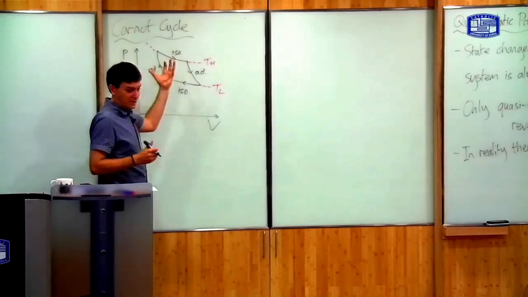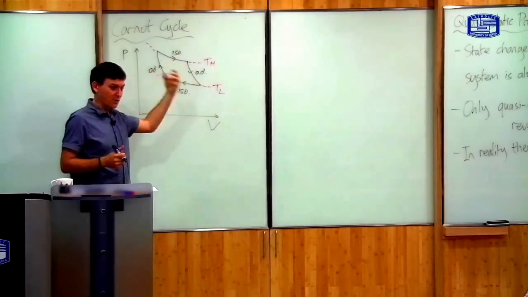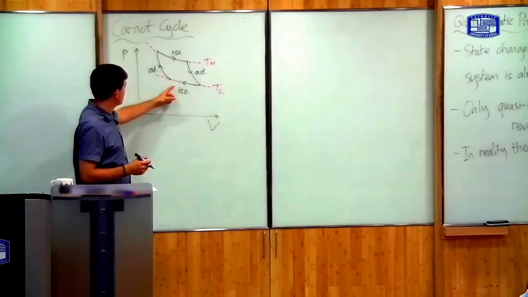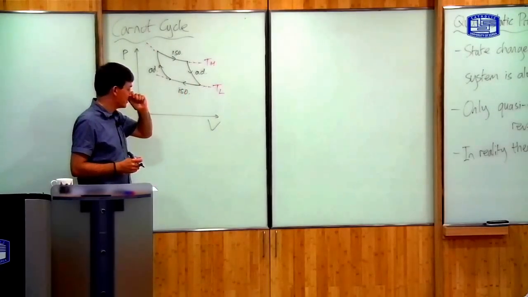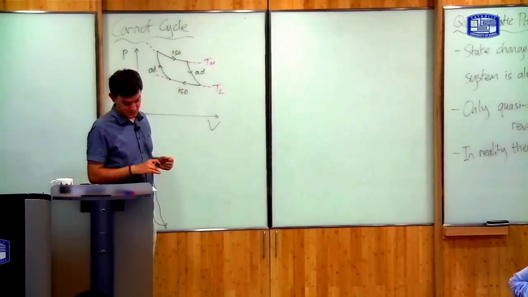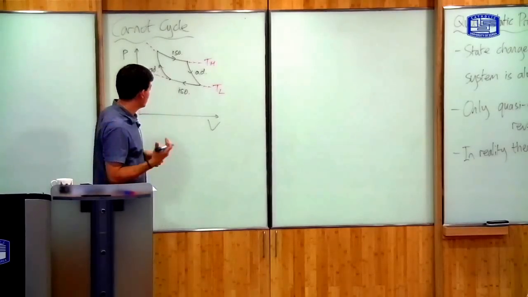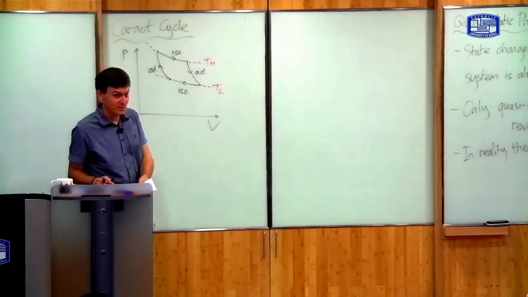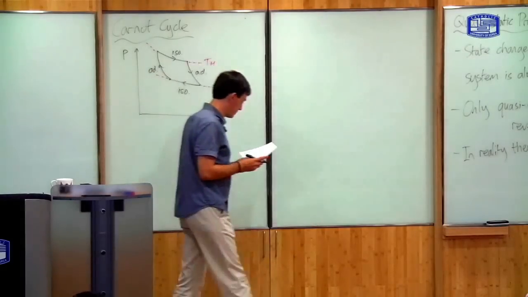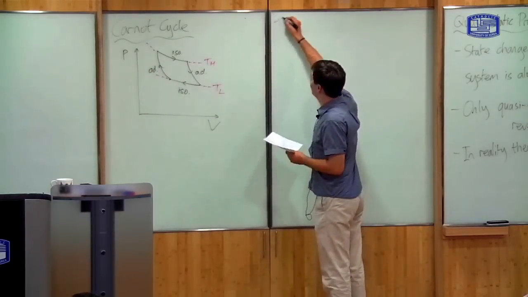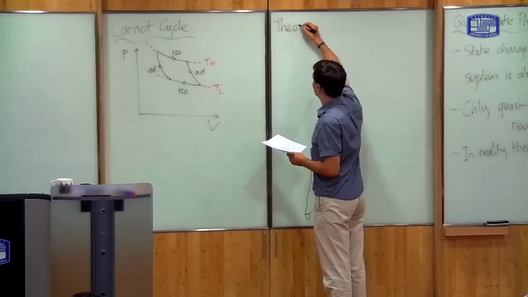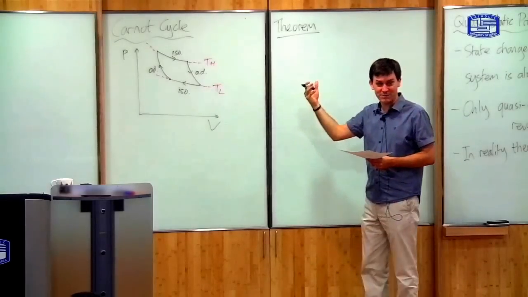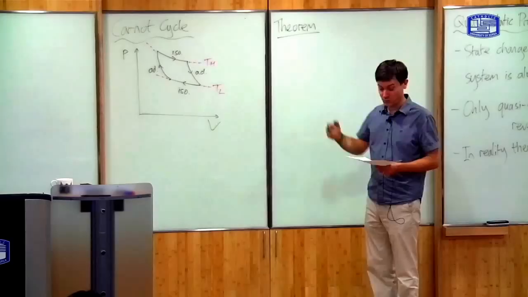Now I told you this cycle is important because it is the most efficient cycle. It's the most efficient possible shape of cycle that you can choose in a real heat engine. But I didn't prove it, but we can prove it using the definition of entropy, which we've introduced today. So I'm going to state this as a theorem. I'll just state the theorem today and we'll prove it next week.